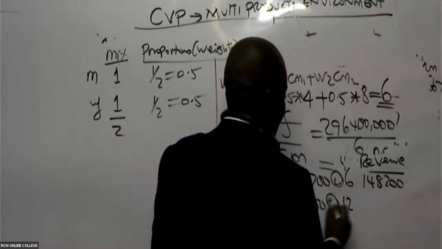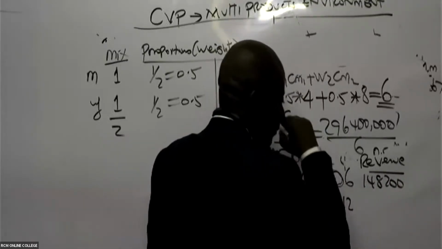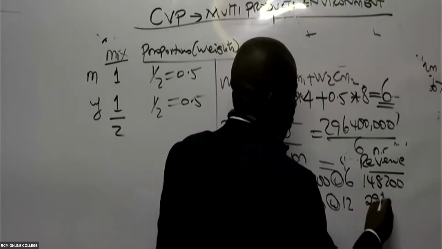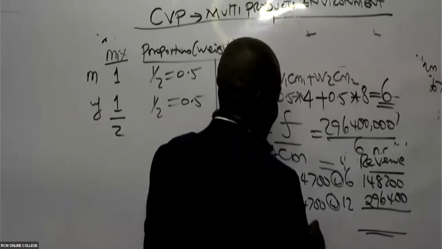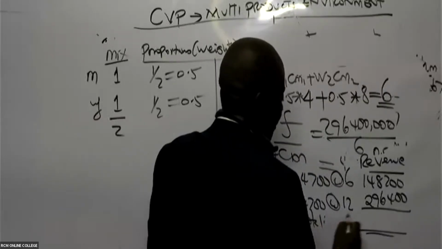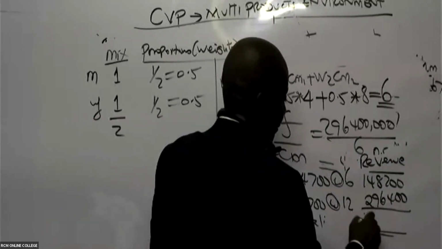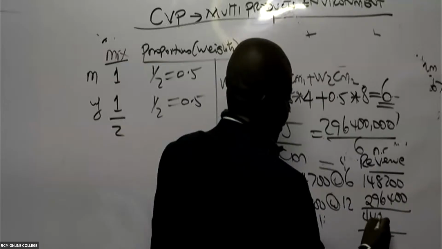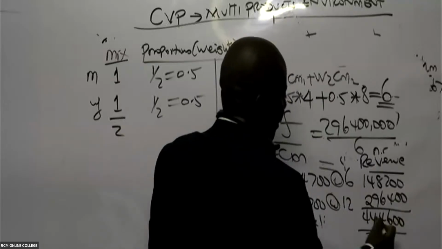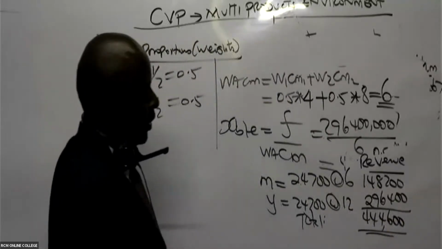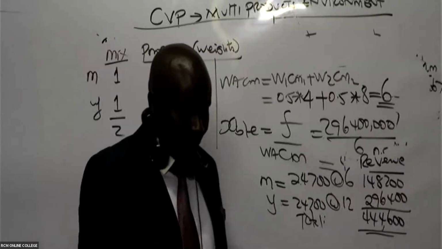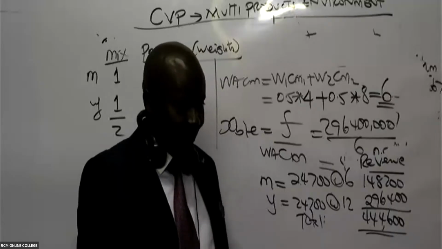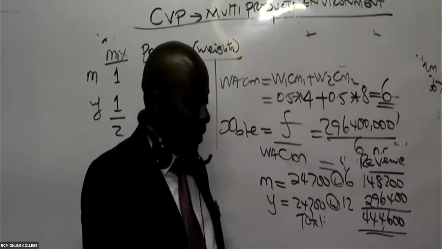148,200. Yeah, and then 24,200 times 12 gives me 296,400. Yeah, so total 444,600. 444,600. Is that okay for everybody? Are you sure these answers are okay?